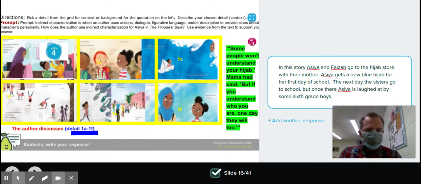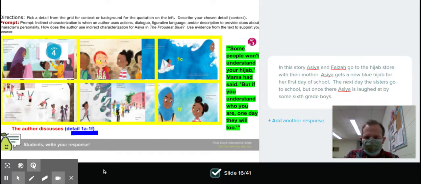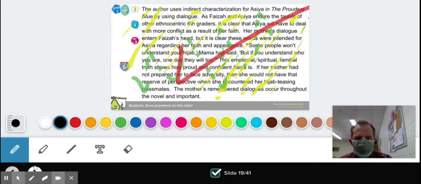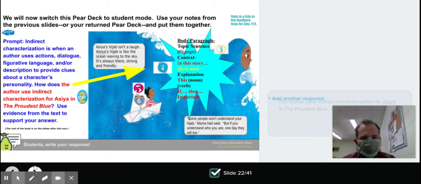This is 1A, that block on the left, with their mother. Asiya gets a new blue hijab for her first day of school. The next day, the sisters go to school, and once there, Asiya is laughed at by some 6th grade boys, right? That's later in the story, but it's the same 6th grade boys, right? So what you could do is copy and paste here if it matches exactly. Control C, all right, and then you can take that all the way back to slide 22, which is where usually this will be. So I'm going to go over there.